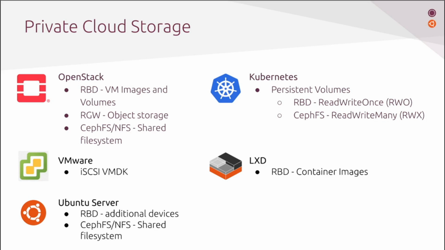There's also a CSI for Kubernetes that allows Kubernetes to use a Ceph cluster for persistent volumes, both RBD, so block, and CephFS for file system-based storage. And then block storage needs from VMware can also be accommodated via the iSCSI gateway, and of course LXD can use RBD for container images.